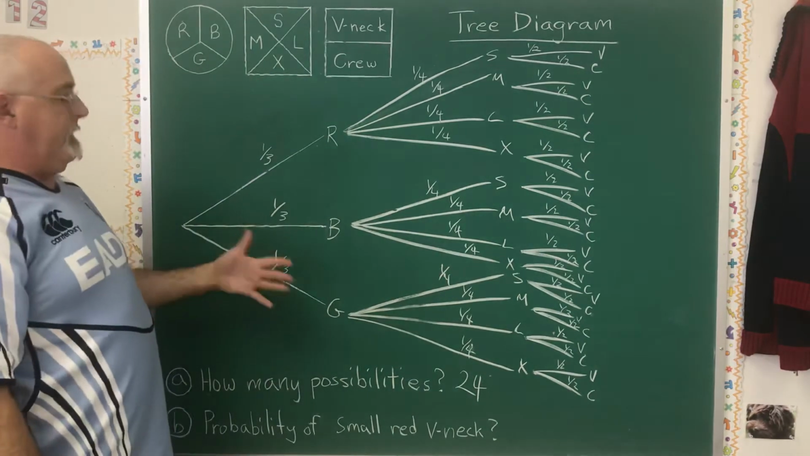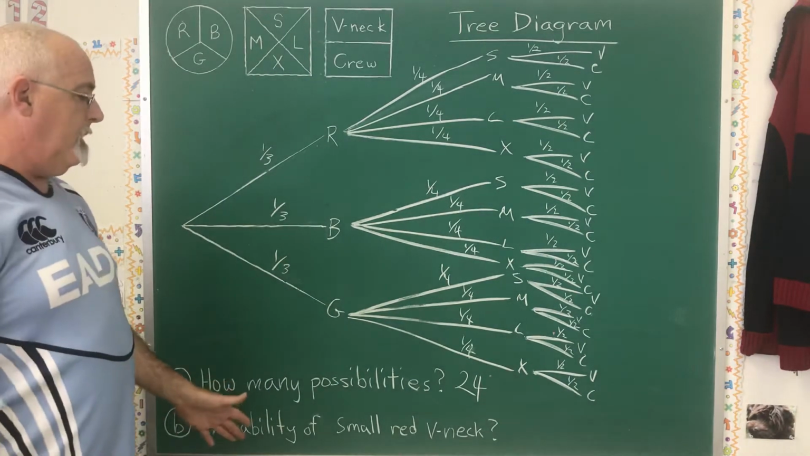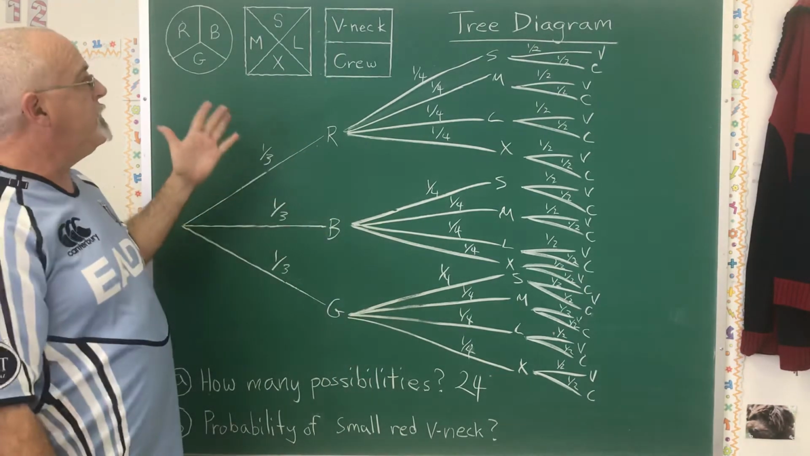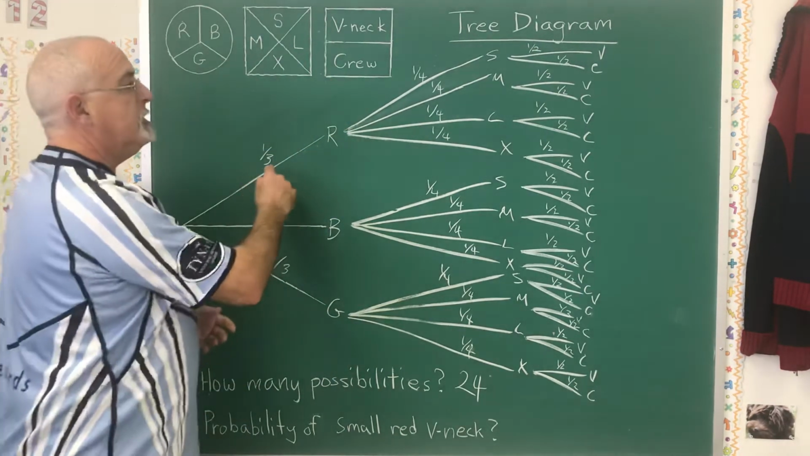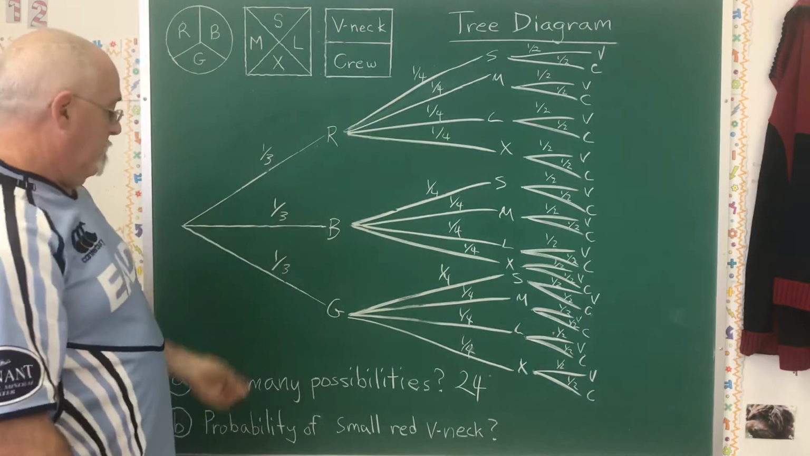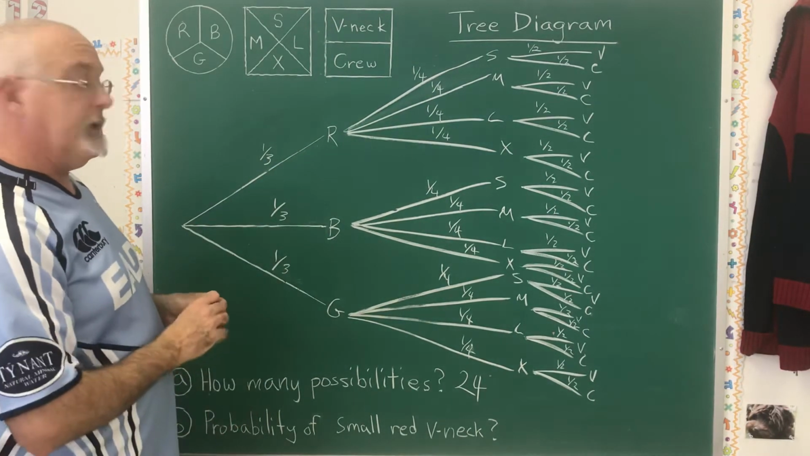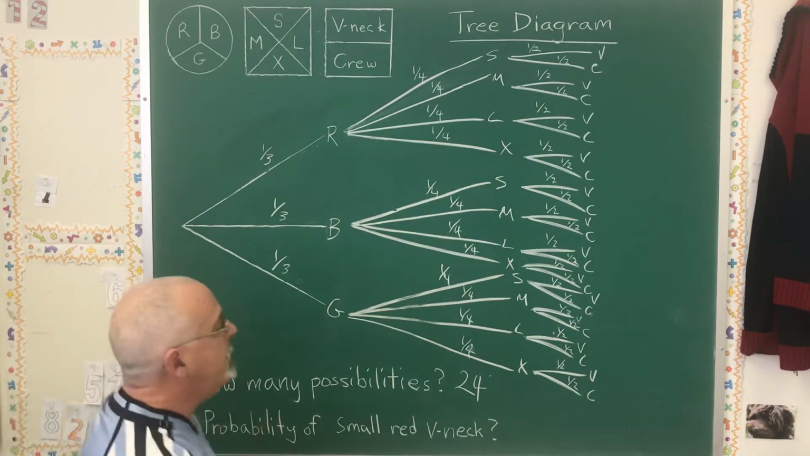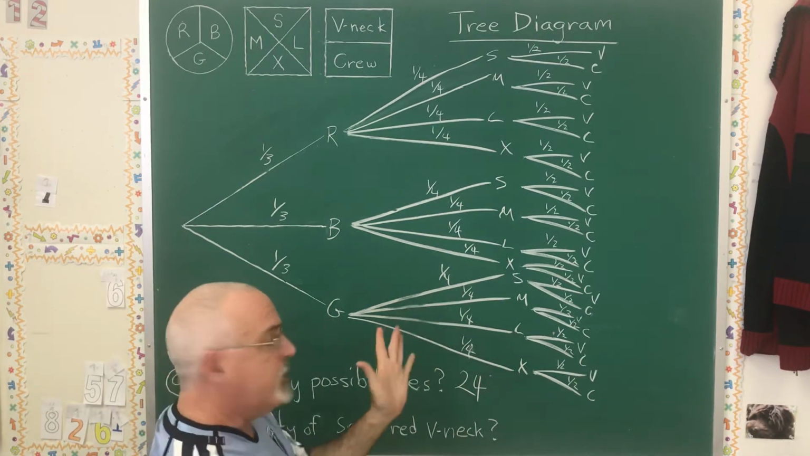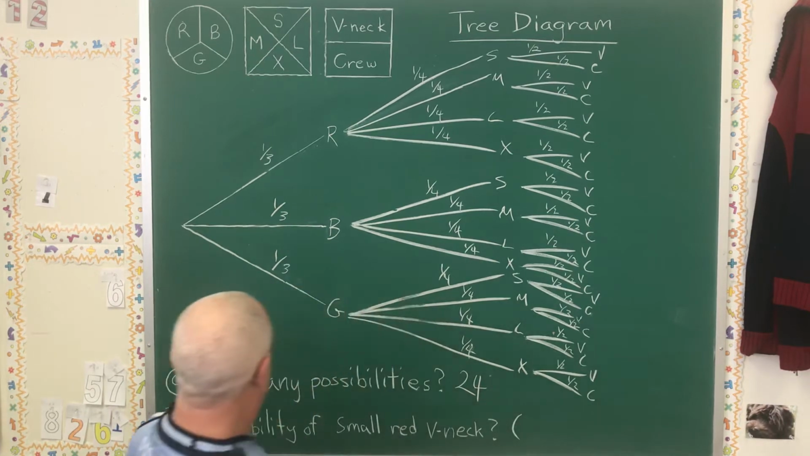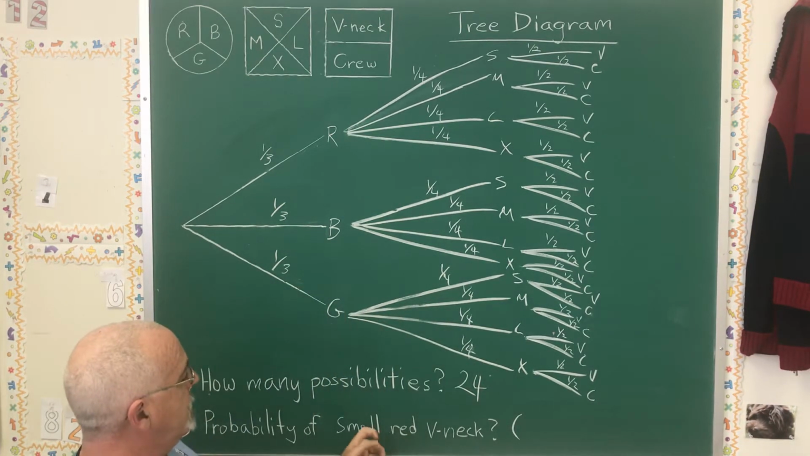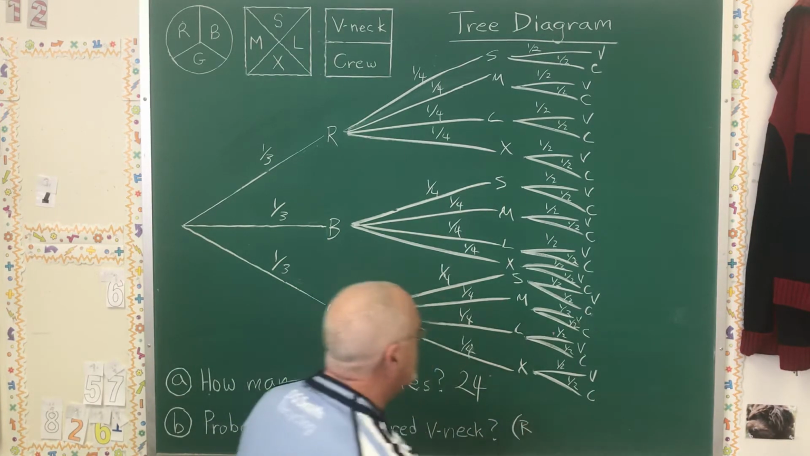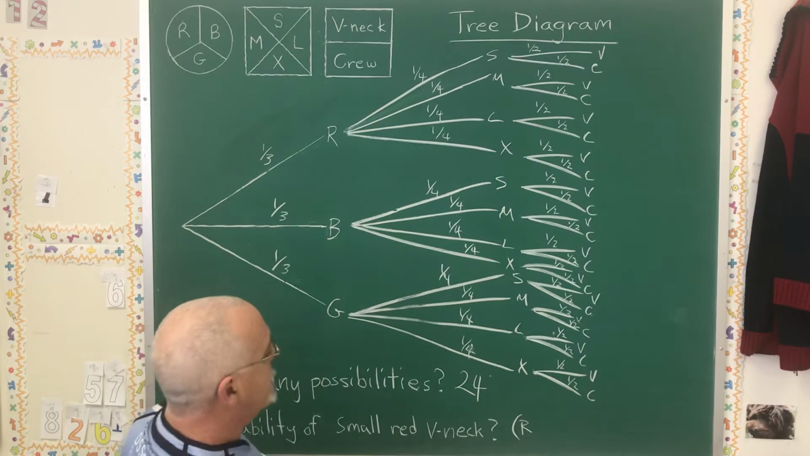And now a more detailed question. What is the probability of getting a small red V-neck? Well, if we're choosing at random with these fractions applied, the way of getting that probability is, again, much easier to answer after doing all the work of making the tree diagram. What I'm going to do is show an ordered triple, which is, first I want the color. So even though it says small red, mentions the size first, I'm putting the R first because the color was first in my tree diagram.